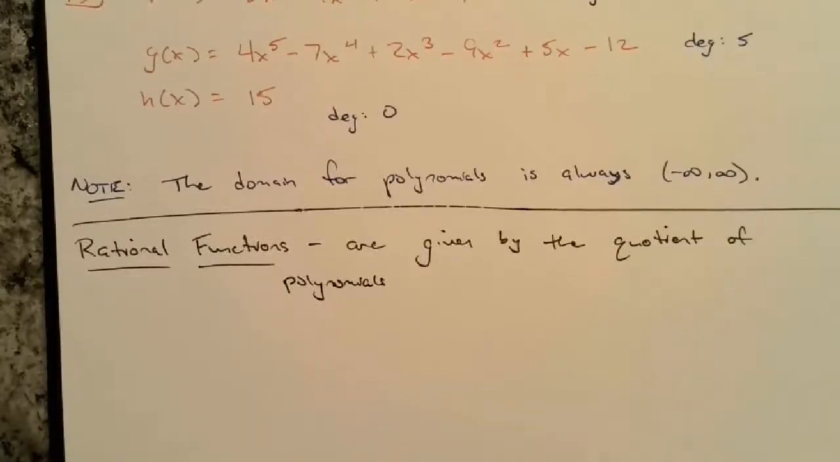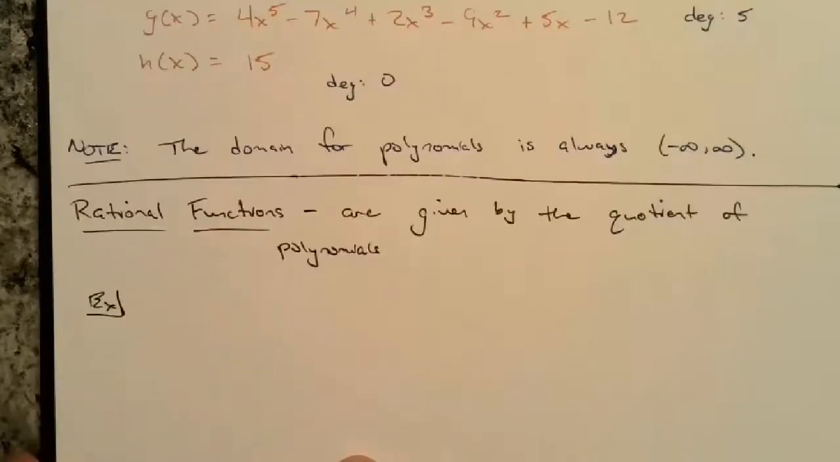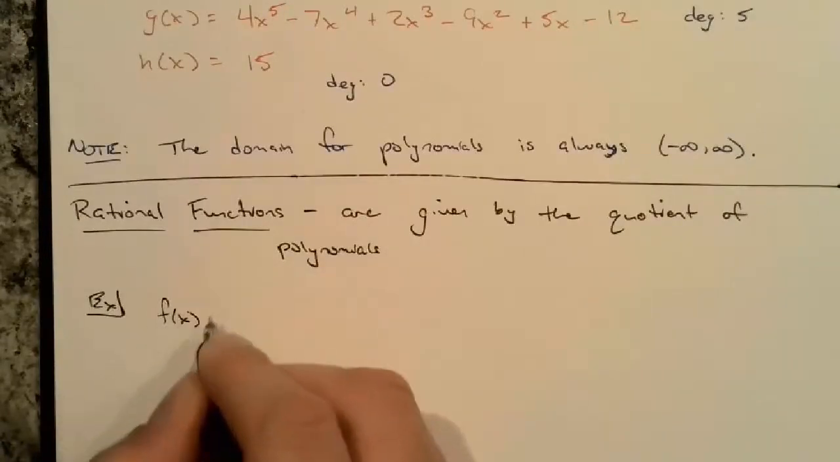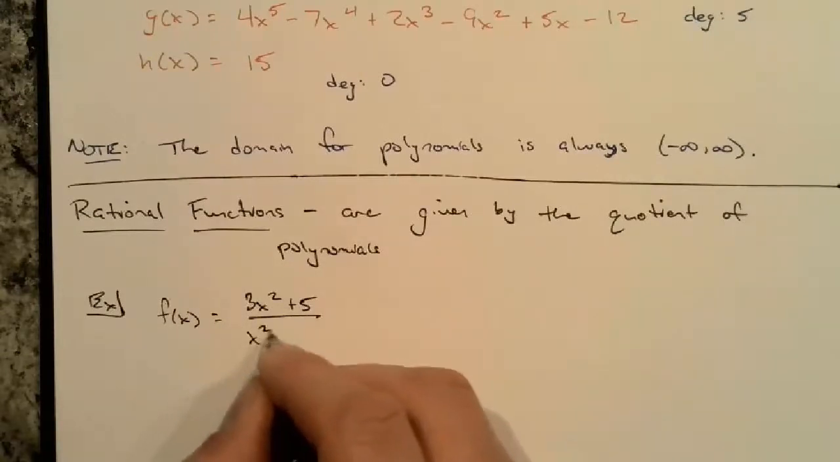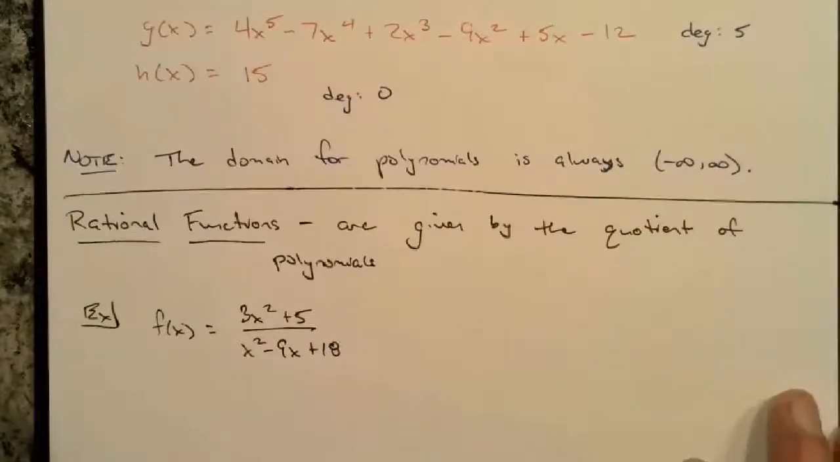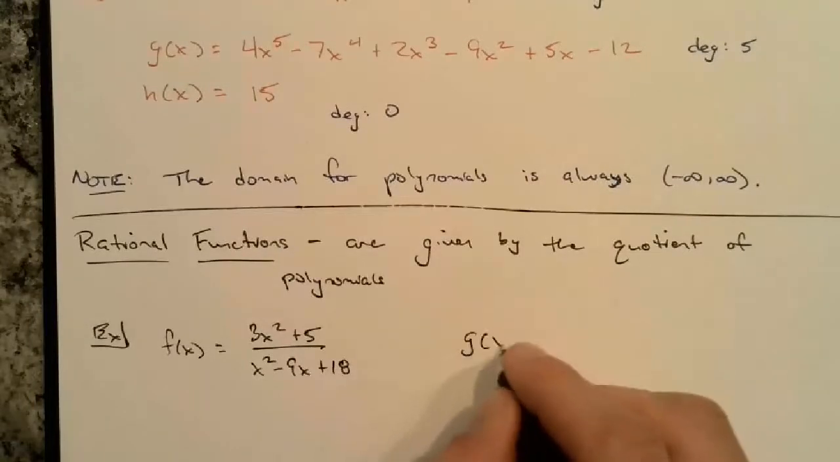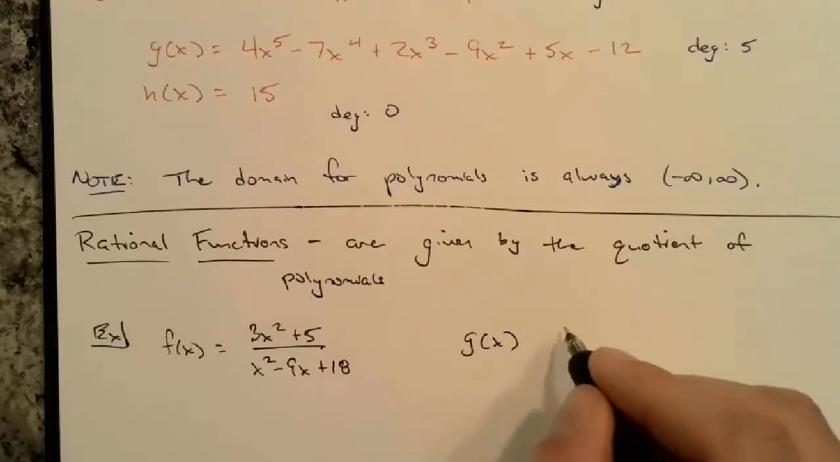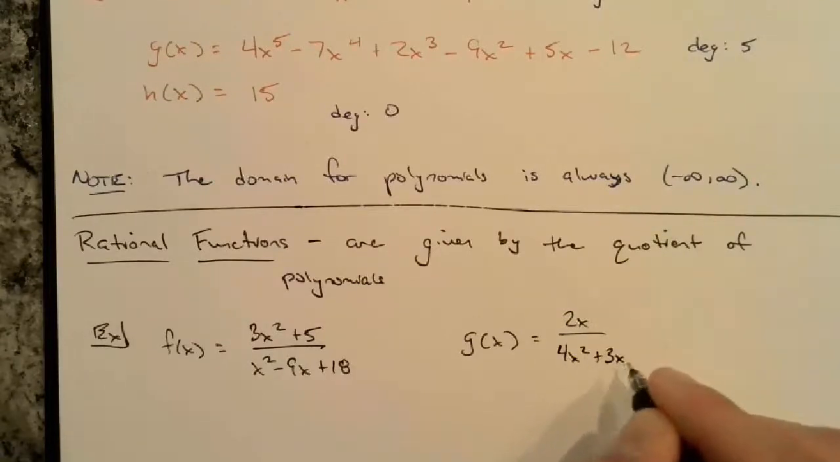Just some examples of what they would look like. If I had something like f of x equals 3x squared plus 5 over x squared minus 9x plus 18, that's a rational function. You could have monomial terms, meaning single terms in either the numerator or denominator. You know, g of x equals 2x over 4x squared plus 3x minus 9 is also in this form.